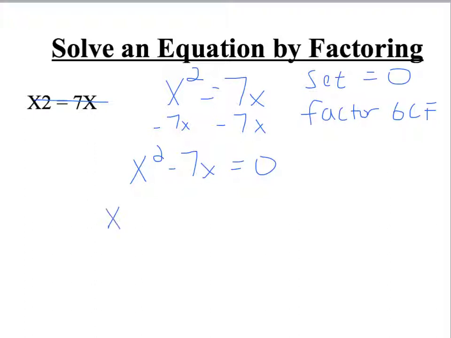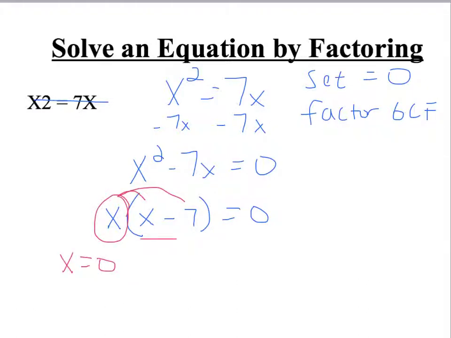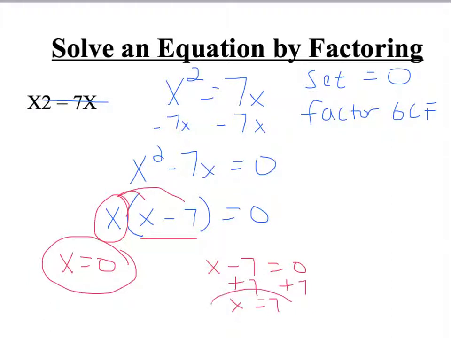They both have an x. So what's left over would be x minus 7. Again, double check. x times x, yep, x squared. And this would give us minus 7x. Now I'm going to set each of them equal to 0. Here I just have x, so x is equal to 0. And here I have x minus 7 is equal to 0. So I already have one answer. The other one is going to be x is equal to 7. So x is 7 and 0.